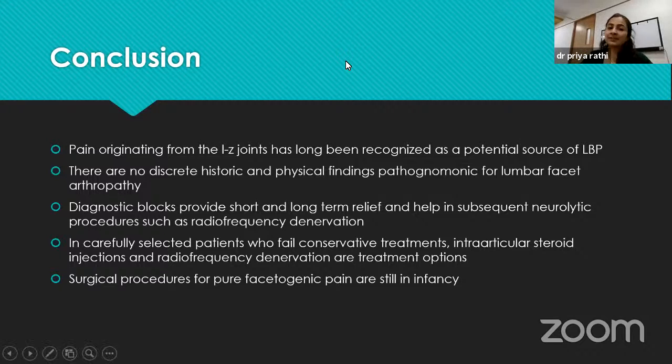So just to conclude, we know that pain originating from the facet joint is recognized as a potential source of low back pain. There are no discrete historic and physical findings pathognomonic for lumbar facet arthropathy. So we have to rely on diagnostic blocks, which can provide long-term as well as short-term relief, and they help in subsequent neurolytic blocks, such as radiofrequency denervation. In carefully selected patients who fail conservative treatments, intraarticular steroid injections and radiofrequency denervation are the treatment options. And surgical procedures for pure facetogenic pain, like facet arthroplasty, are still in infancy.